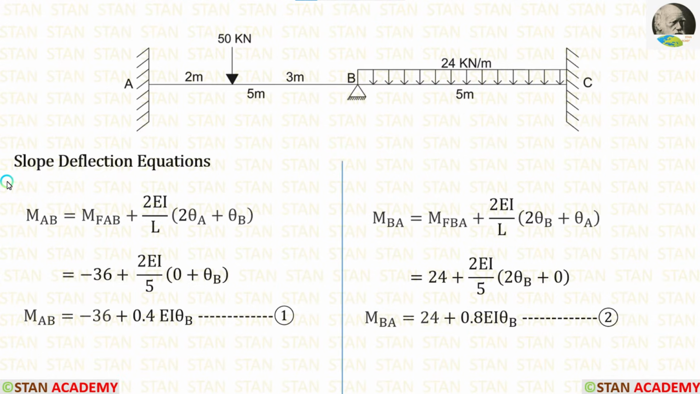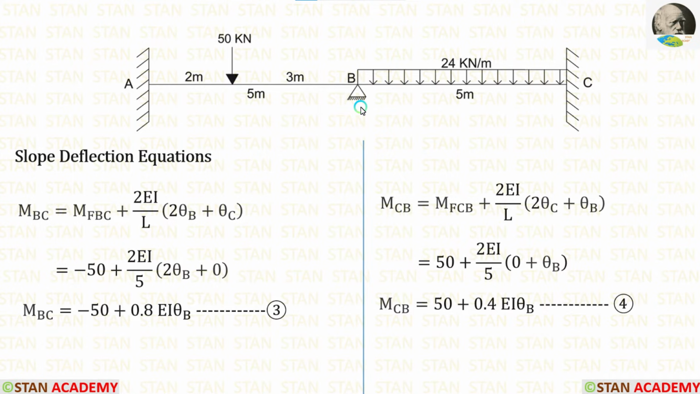Now let us make the slope deflection equations. First, let's make in the span AB. We have already calculated the fixed end moments. Let us apply them. In the point A, we are having fixed support. In the fixed support, there will be no slope. So let us cut theta A and make it a 0 in both of the equations. The length of the span AB is 5 meter. Let us apply in both of the equations. Finally, in the span AB, we are making two slope deflection equations.